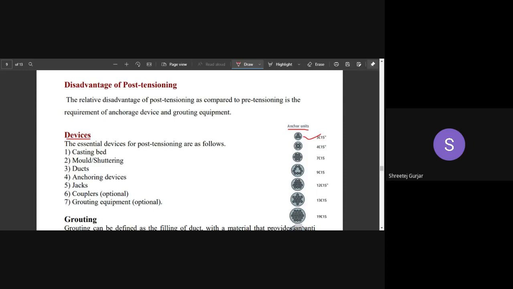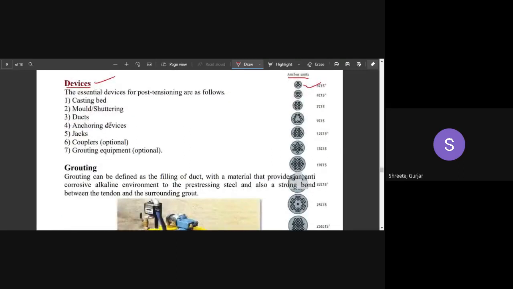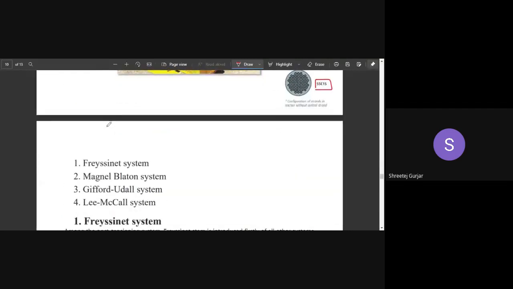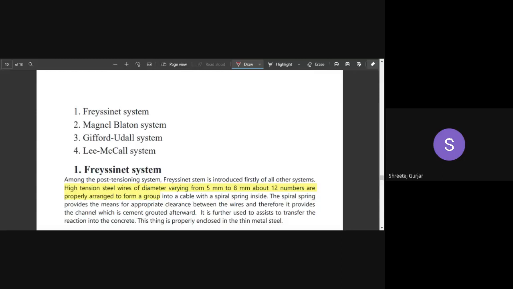Next is your grouting equipment. Whenever we want bonded post tensioning, we need this grouting equipment. So couplers and grouting equipment are optional and not compulsorily required. These are a few devices which are essential for post tensioning. After this, what we need to study is post tensioning systems, the PT systems.